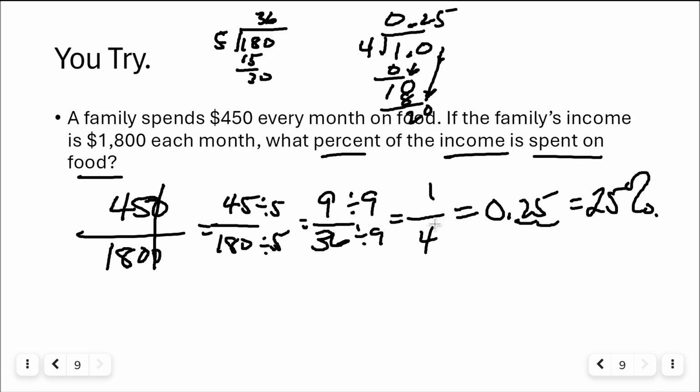Okay? And that's it. That's how we convert from a fraction to a decimal and a percentage.